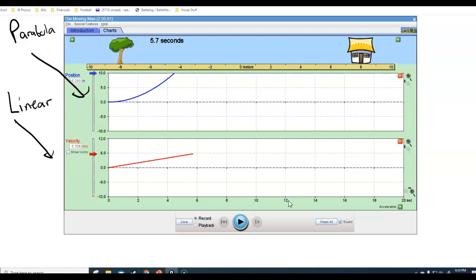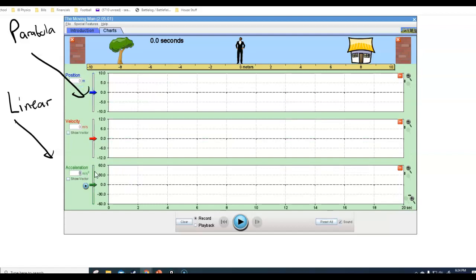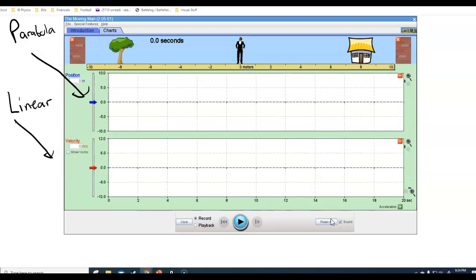Just to show you one more time, let's see what happens if I have a negative acceleration. So I'm going to have an acceleration of negative 2 meters per second squared, and we'll see how that changes the shapes of the graphs. Okay, so now I have an acceleration of negative 2 meters per second squared, and again you can see the position time graph is no longer linear, it's a parabola. It's just a decreasing parabola now. And the velocity time graph is no longer horizontal, it's actually linear.